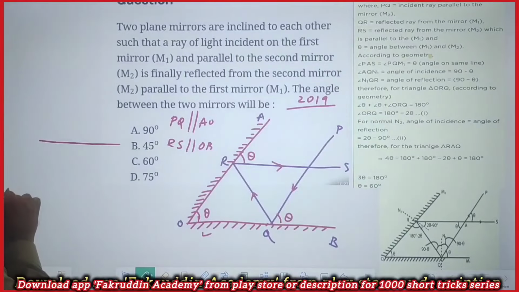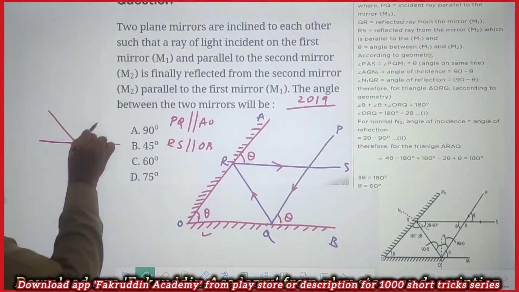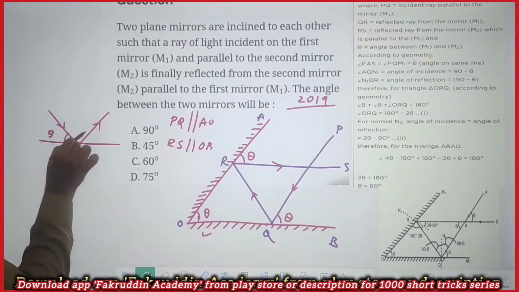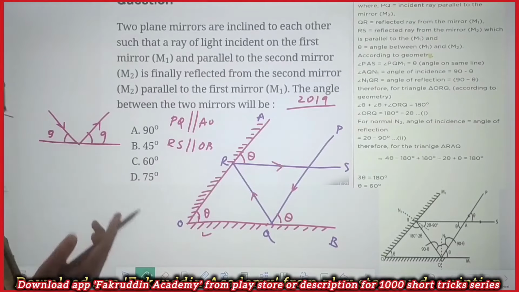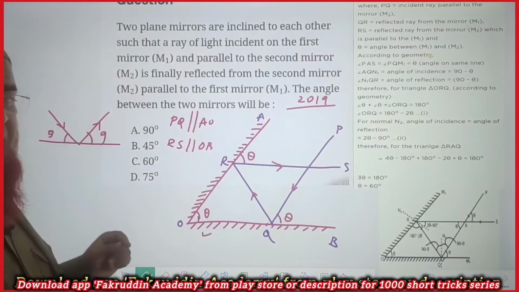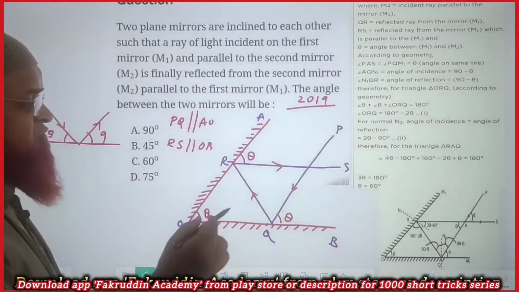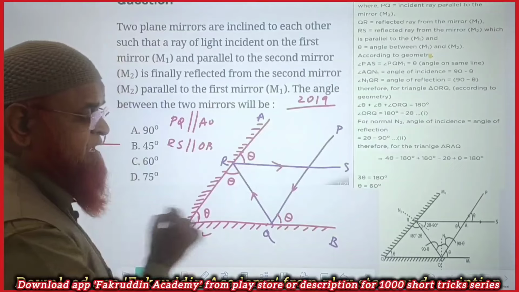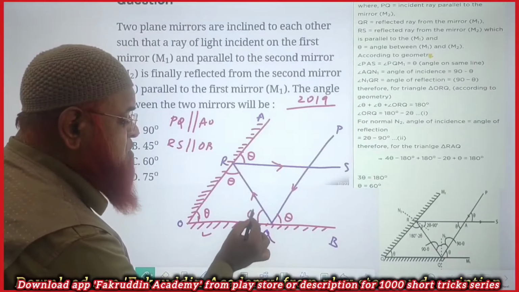Whenever a light ray falls on a mirror and reflects back, these two angles are called glancing angles, and they are going to be the same. With this it is understood that if this is theta, this is also going to be theta.